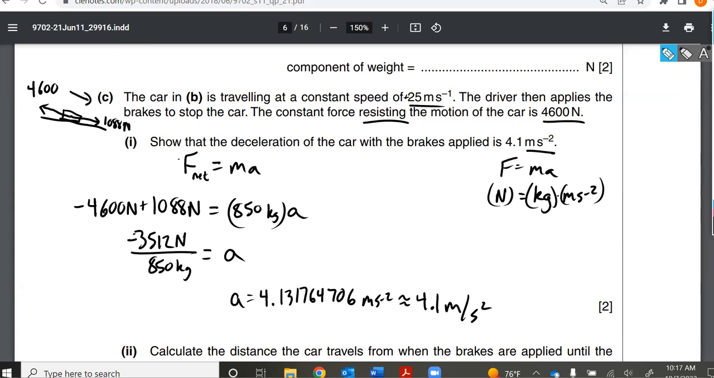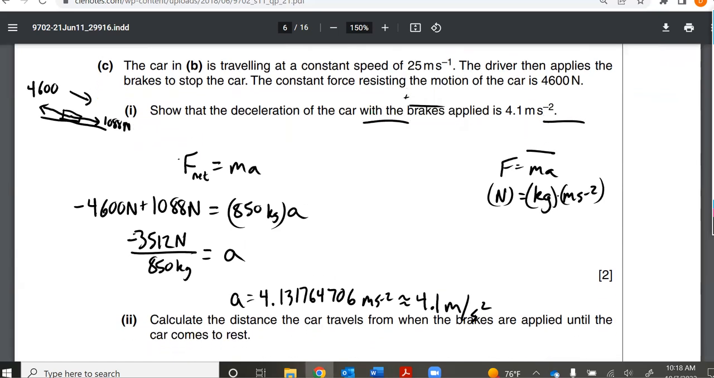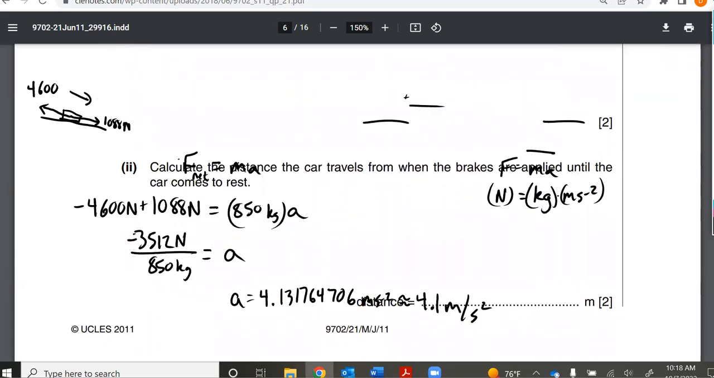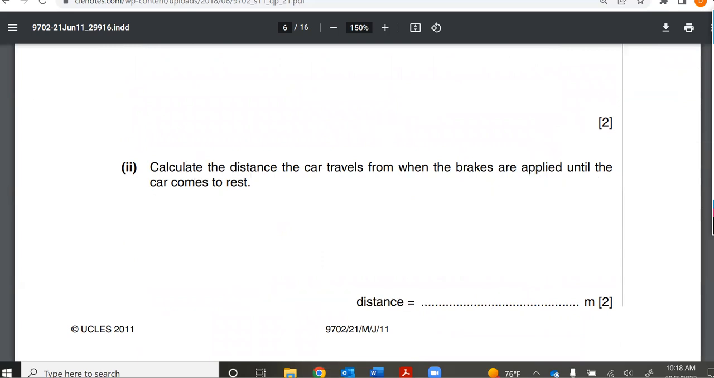All right, so indeed, we can show that the acceleration is about 4.1, just like they said we'd be able to, but it's more precisely 4.13176 and so on. They want us to now calculate the distance the car travels from when the brakes are applied until it comes to rest. All right, so get rid of that.